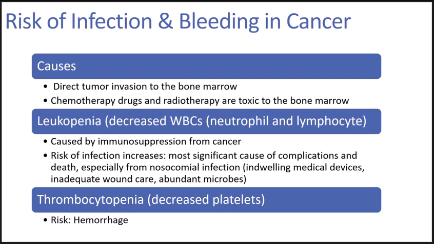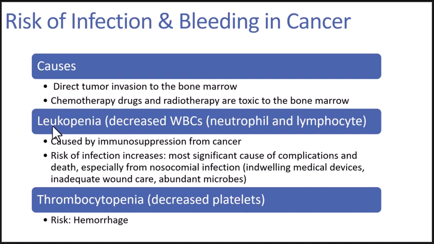On our last slide, we'll talk about the risk of infection, which would be due to the reduction in white blood cells, and the risk of bleeding, which would be due to the reduction in platelets. In terms of causes, well, tumors can directly invade bone marrow. In this case, they can impact the bone marrow's ability to produce all forms of blood cells. In other cases, as I started to mention on the previous slide, chemotherapy drugs and radiation can cause the bone marrow to stop producing the same amount and quality of blood cells that it normally does.